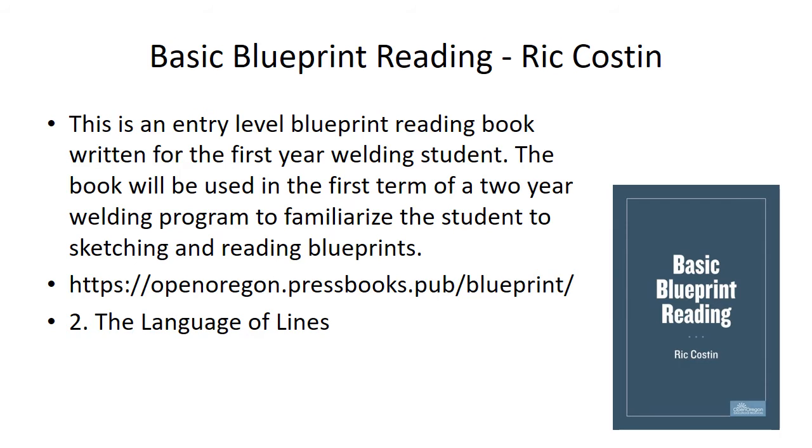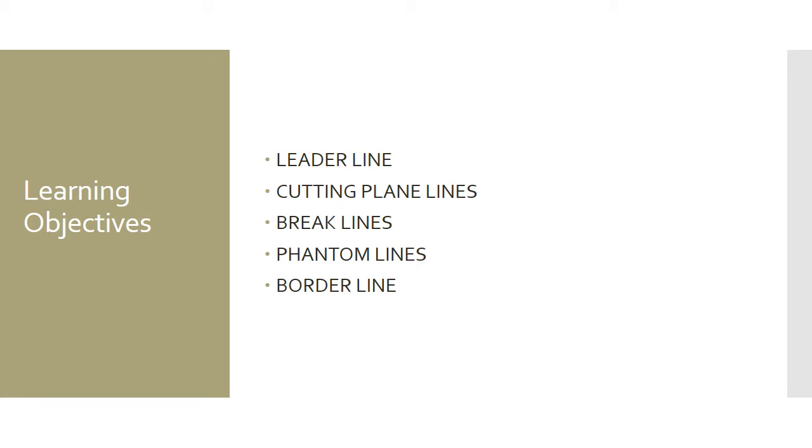Here's the website, openoregonpressbooks.pub/blueprint. If you just type in Basic Blueprint Reading Open Oregon, it'll take you there. We're in Chapter 2, the Language of Lines. Okay, we're going to talk about leader lines, cutting plane lines, break lines, phantom lines, and border lines.